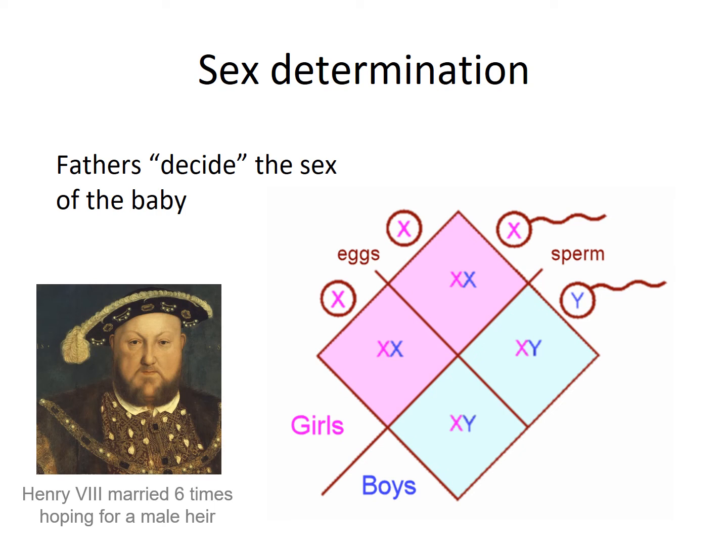Henry VIII didn't know this, and he married 6 times hoping for a male heir. He's the British monarch who beheaded some of his wives and divorced some of his wives, causing great scandal because none of them gave him a son, a living son. But it wasn't his wife's fault. He just kept giving them X-bearing sperm.